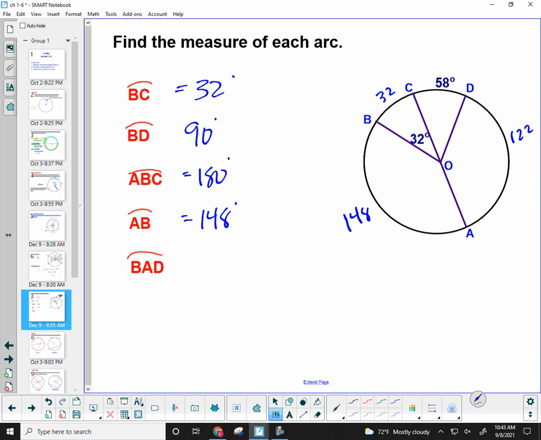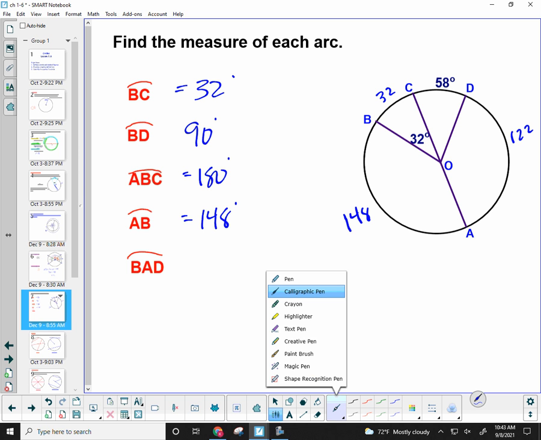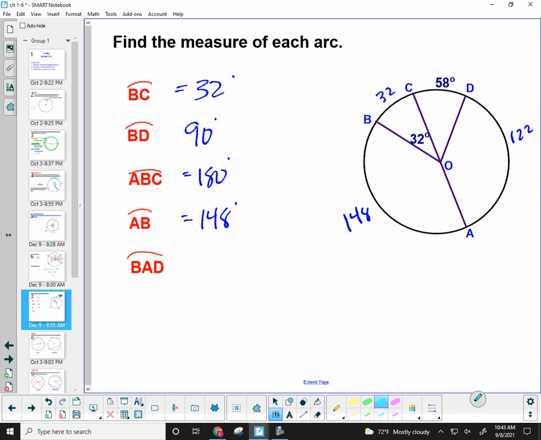And then finally, BAD. So start at B, then go to A, and then go to D. So really, I want everything except this 90 degrees that we had up here. So what do you get? 270 degrees. Good. Questions on that?